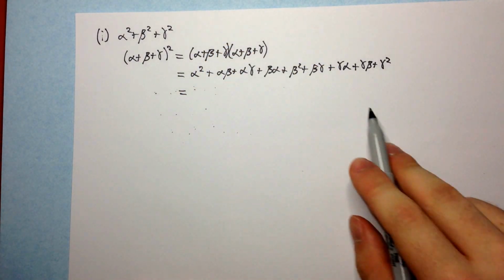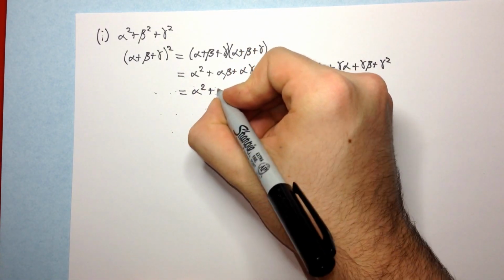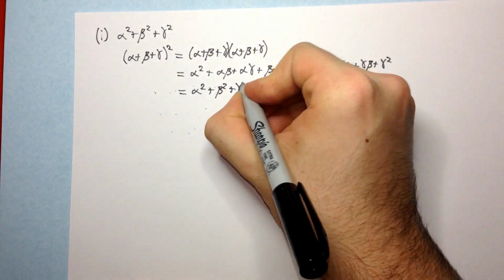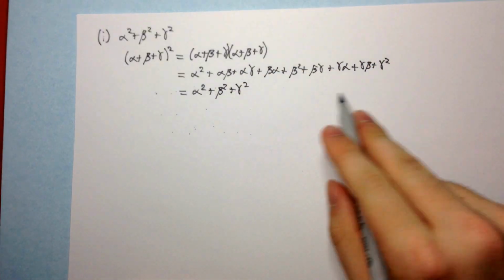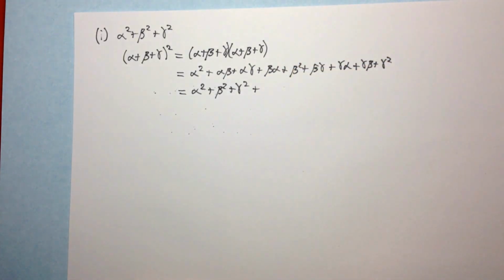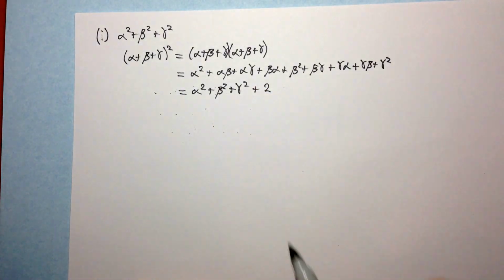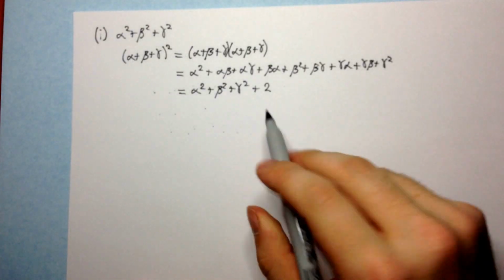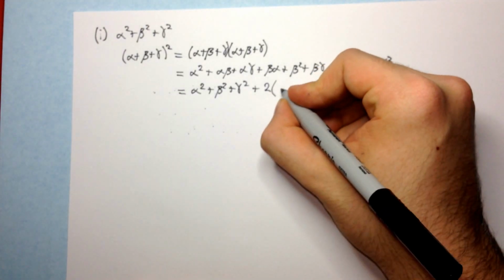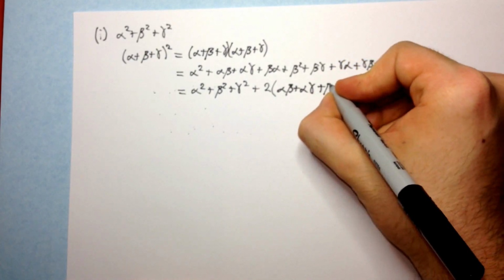Okay, now we can collect like terms. Now you'll see that alpha squared plus beta squared plus gamma squared are in this expression. So we can write them at the front here. And when we collect like terms, we'll see that all of these alpha beta, alpha gamma, and beta gamma, they have a factor of 2. So we can factor that out, and we get alpha beta plus alpha gamma plus beta gamma.